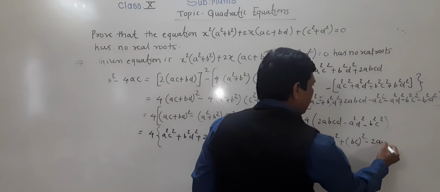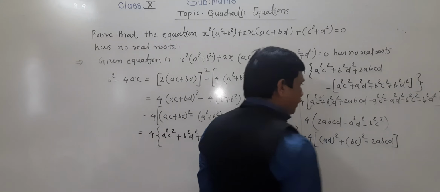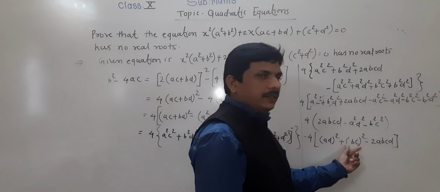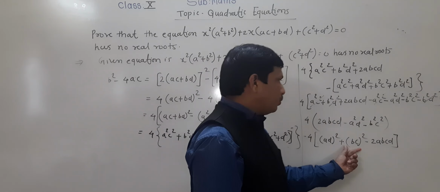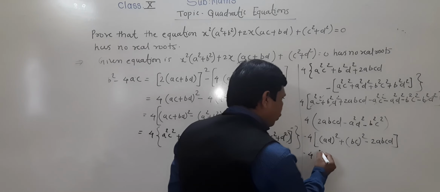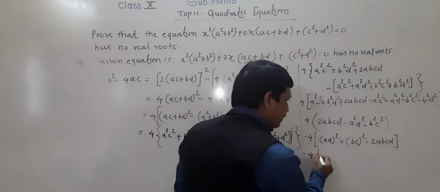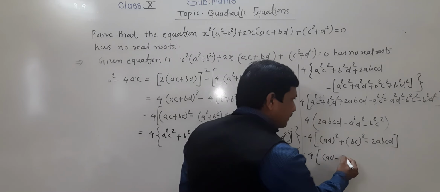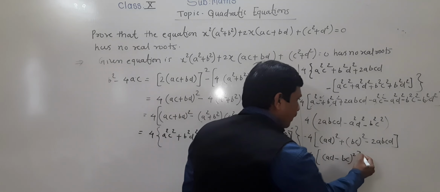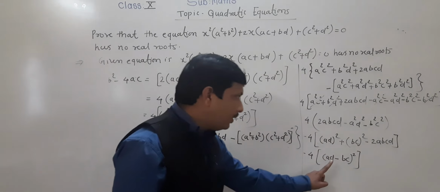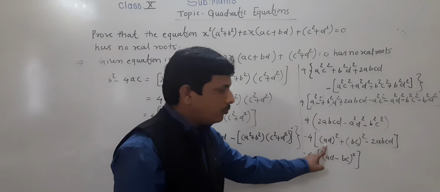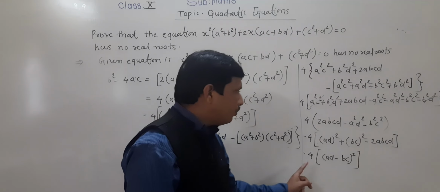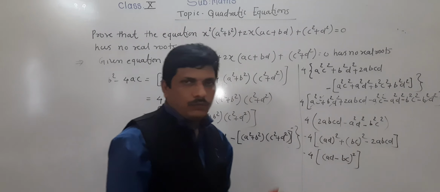2ABCD. Now see here, AD, BC. Here AD, here BC. So can we write this like this? Minus 4 in bracket, how can we write this? (AD minus BC) bracket square. See carefully: AD first term square, second term BC square, and the product of these two, AD into BC, is twice. So minus 4 in bracket (AD minus BC) bracket square.